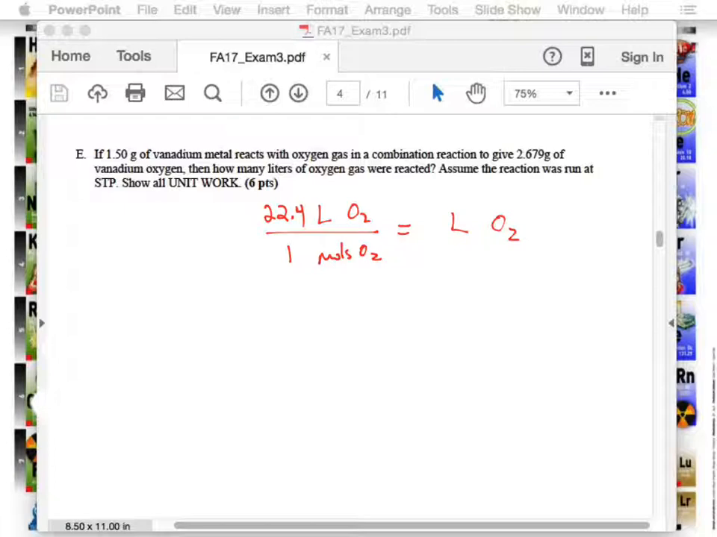That gets me liters, but that also brings in moles of O2. So yes, I agree, that is an awesome conversion factor. Am I given moles of O2? We'll go through and look at the numbers. I'm given 1.5 grams of vanadium metal, and I'm given 2.679 grams of vanadium oxygen. Notice that the vanadium oxygen is not specified as a formula.